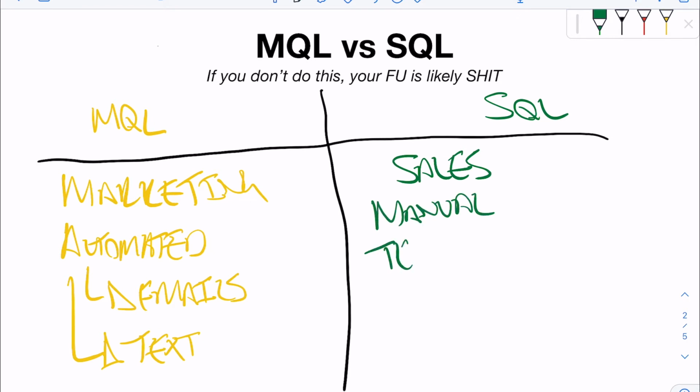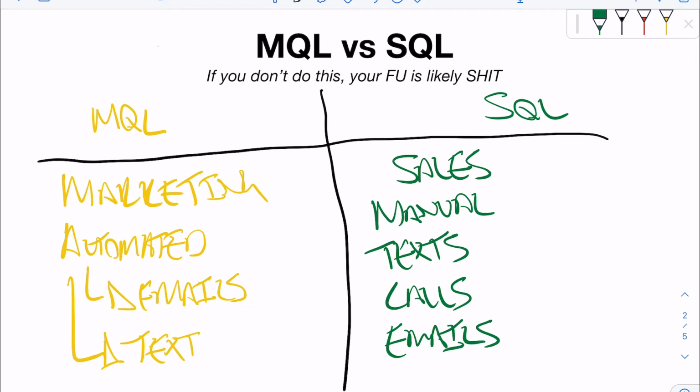And these can be texts, calls, emails, even GIFs, stuff that you can send them to really wow them, videos, personalized videos, stuff that makes sure your follow-up is very genuine. So this is one thing that we implemented into our sales team, just delegating which lead is a marketing qualified lead and which lead is a sales qualified lead.